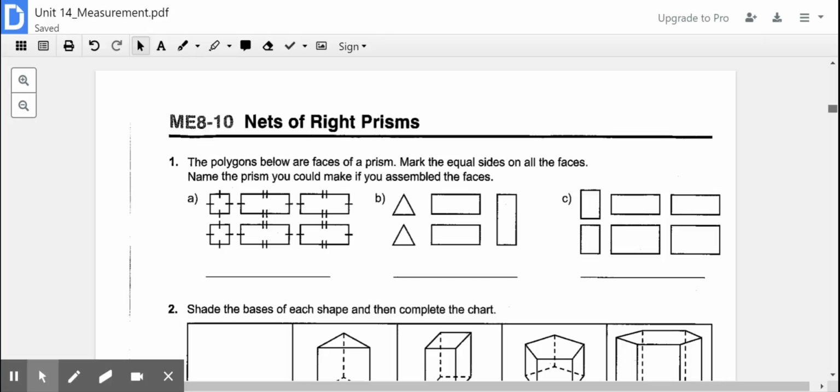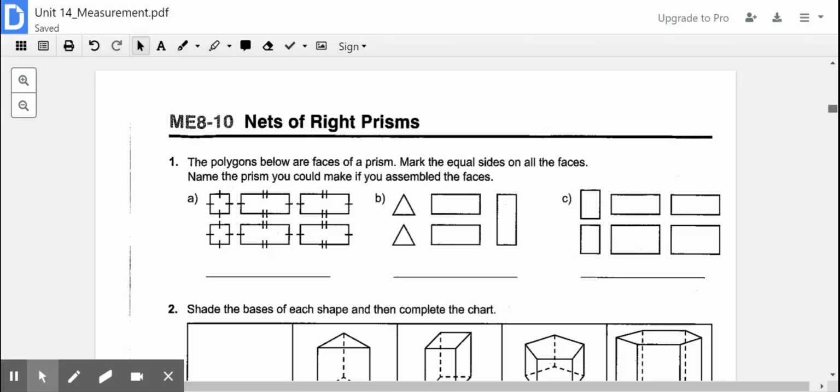Okay, grade 8s, let's check out the second lesson of the measurement unit. This is lesson ME 8-10, which is nets of right prisms. You'll find it in your Jump Math workbook on page 148, 149, and 150. We're going to go through this lesson together.